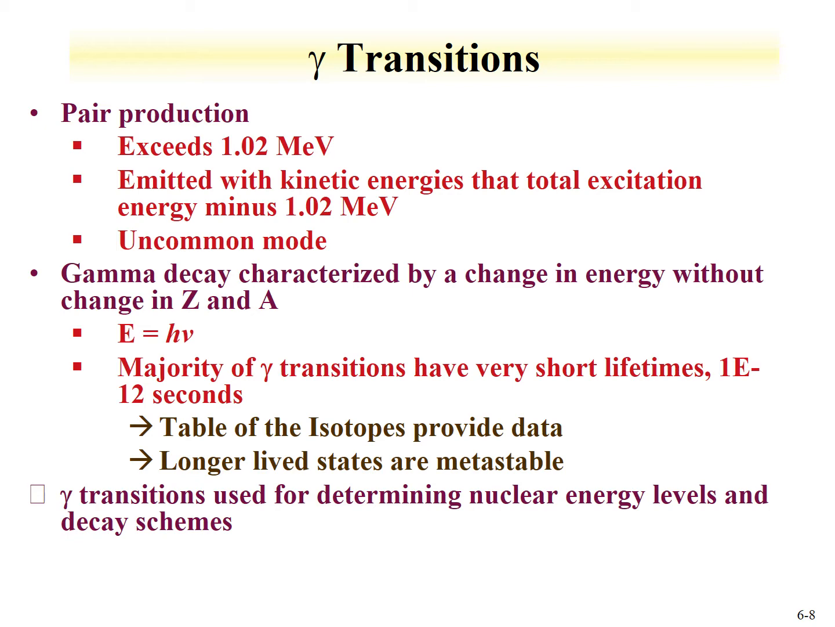Generally speaking, gamma decay is characterized by a change in energy without a change in the Z or the A. These gamma transitions tend to have very short lifetimes, and we can see this on the table of the isotopes, where the half-lives of those transitions are labeled, generally on the order of picoseconds. Anything that's longer lived, anywhere from many microseconds to days, even years, can be metastable states. Now, these gamma transitions that we see in the table of the isotopes are used for determining nuclear energy level and gamma decay schemes.